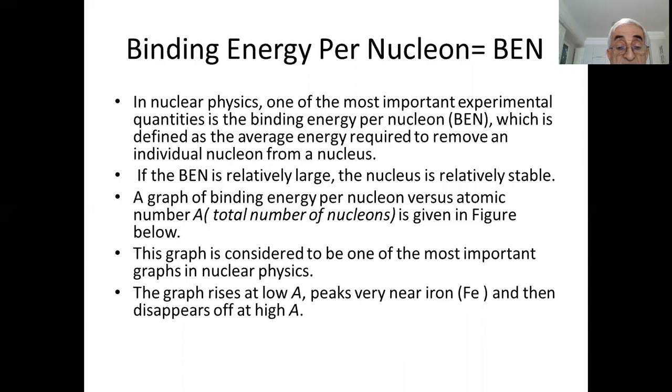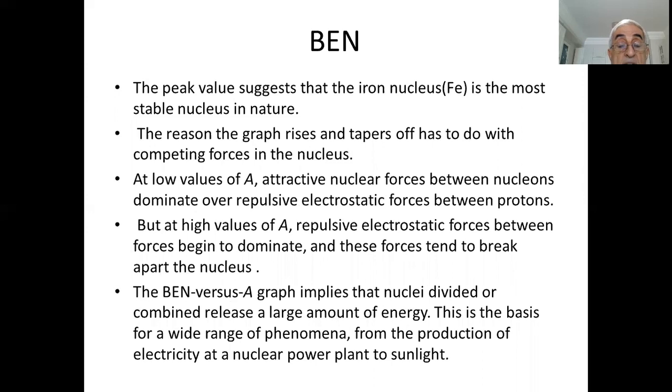The graph rises at low A, peaks very near iron, Fe, and then tapers off at high values of A. So the binding energy per nucleon peak value suggests that the iron nucleus, Fe, is the most stable nucleus in nature. The reason the graph rises and tapers off has to do with competing forces in the nucleus.